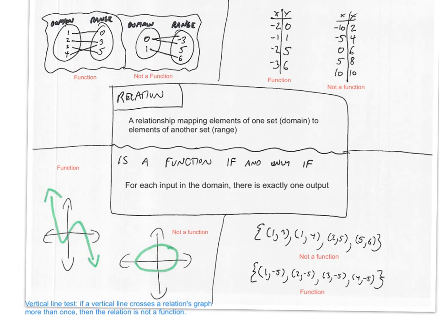A relation is a relationship mapping elements of one set, the domain, to elements of another set, the range. A special type of relation is a function. A relation is a function if and only if, for each input in the domain, there is exactly one output.